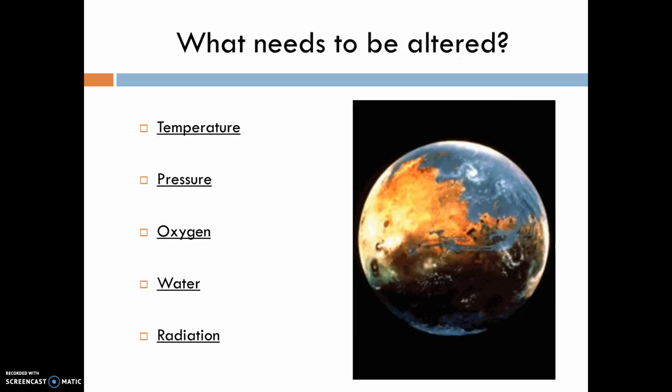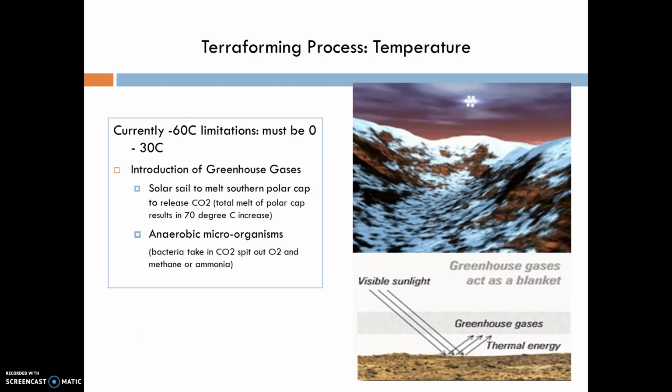But what do we need? What needs to be altered? Well, that would be temperature, pressure, oxygen, water, and radiation. Now, we're going to be starting with the terraforming process, and we're going to start off with temperature.